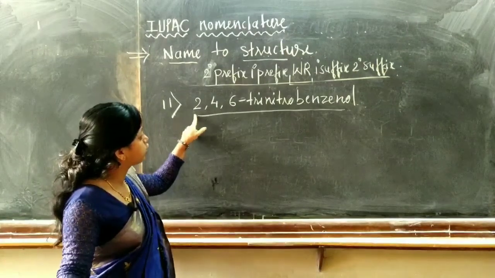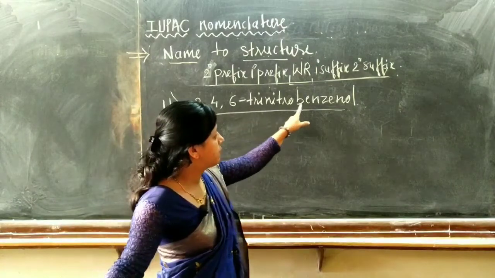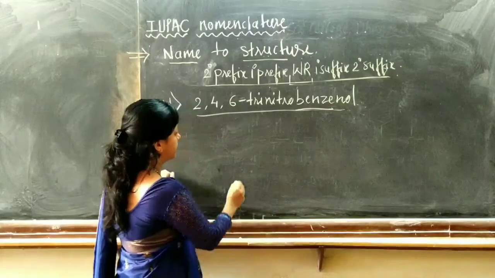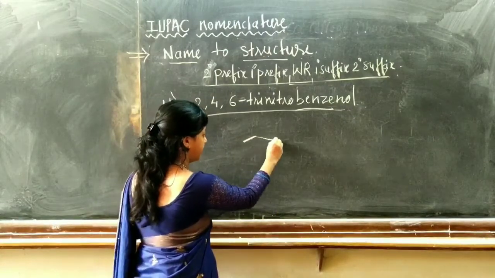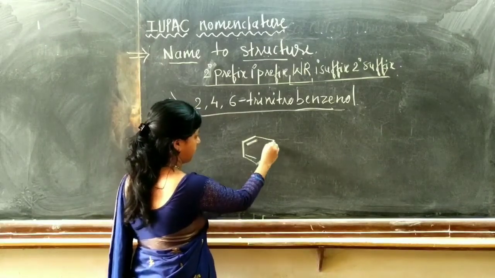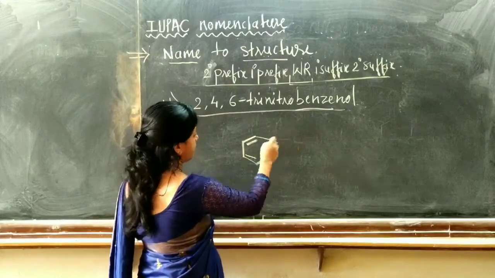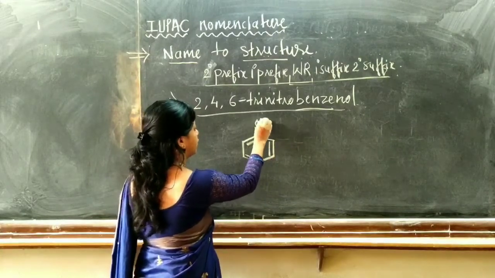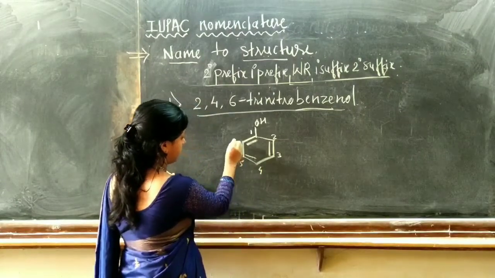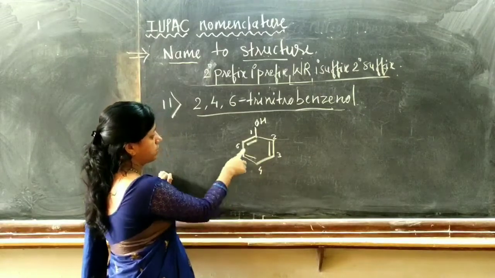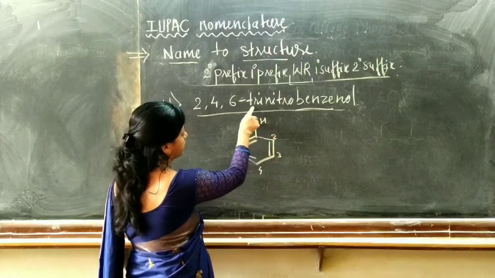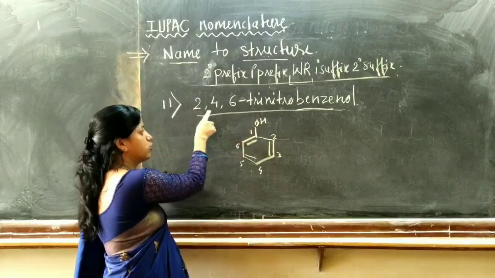This 11th example is 2,4,6-trinitrobenzenol, which means it is an aromatic compound. Benzene is the root word here, so we have to write benzene. It is benzenol, which means at the first position we have to write OH. I will give numbering clockwise. And at the 2, 4, 6 positions, trinitro group. Nitro group is present 3 times and the positions are 2, 4, 6.